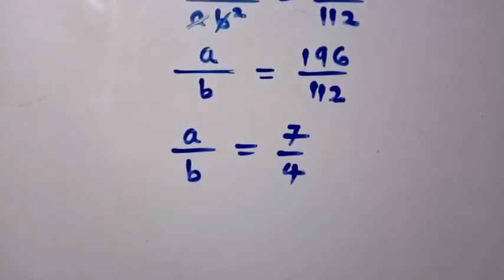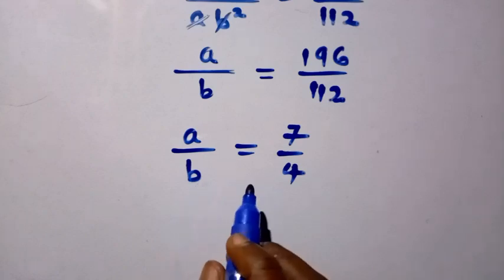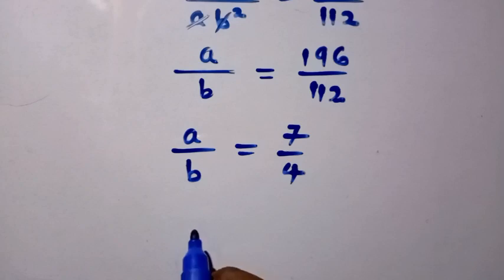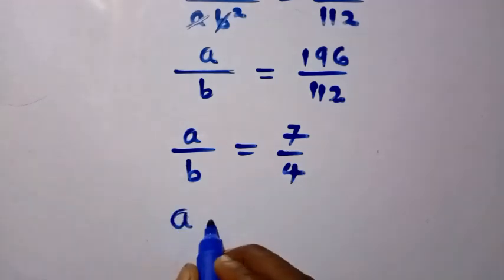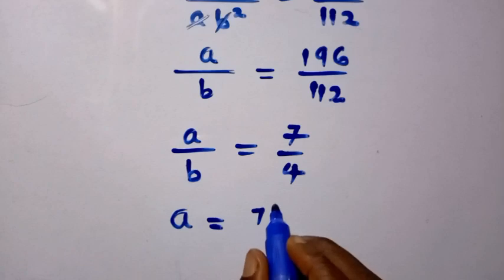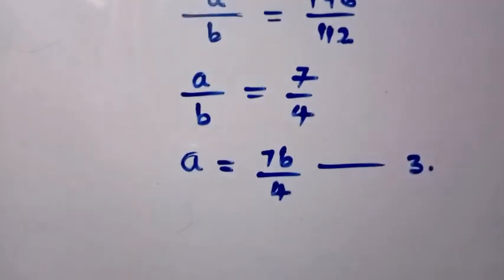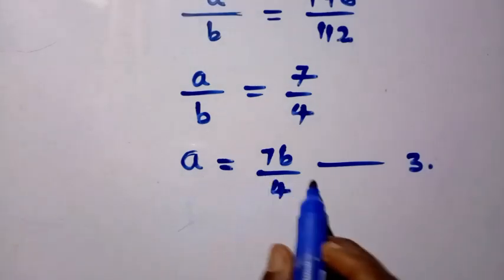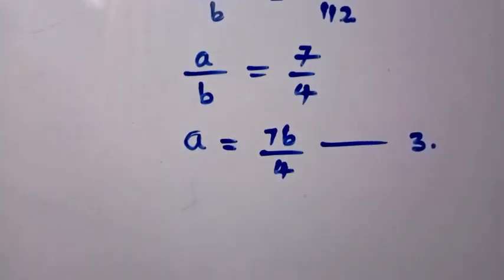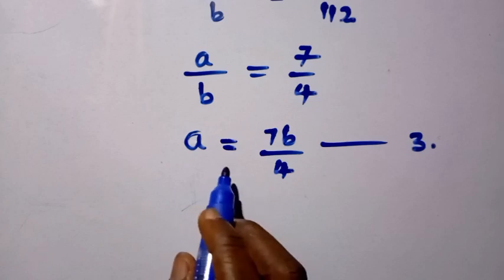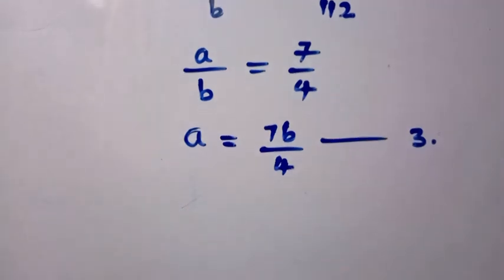And to get the value of a and b here, suppose I cross multiply and make a the subject of the formula. We are going to have a equals 7b divided by 4. So I'm going to call this one equation 3. Then let's substitute this equation 3 into equation 1 or any of these two equations, let's go for equation 2.